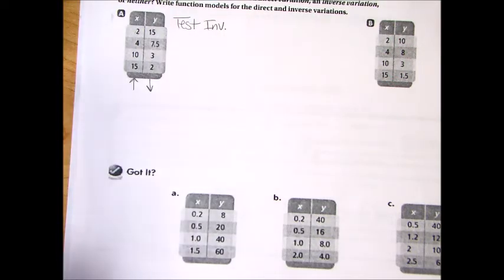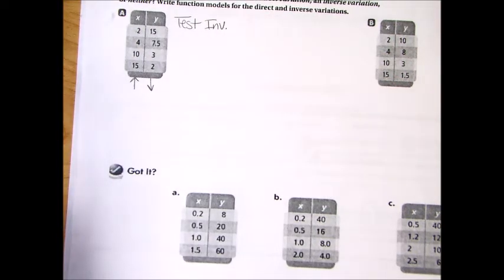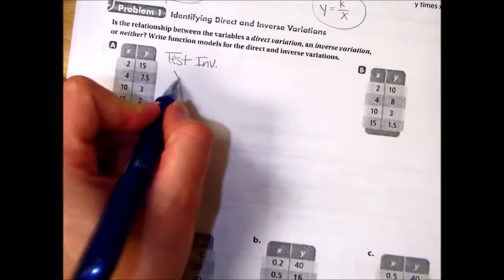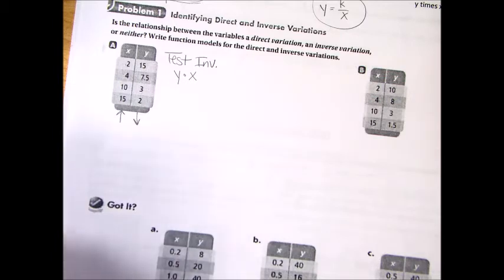Remember, inverse is one goes up, the other goes down. So the test for inverse up here is y times x. So each of these y's times each of these x's. Well, let's see.